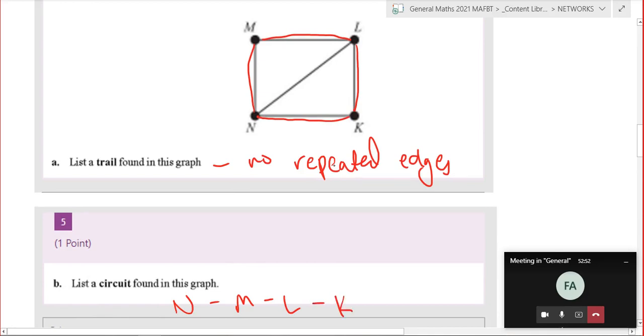Sorry if that confused anybody. A cycle would mean you'd have to go through every vertex just once, but a circuit is every edge once. Start and finish is the same. So that's one of them. You could also go N, M, L back to N. That's another one. Just make sure the start and finish is the same. You could even go K, L, N, and then back to K. Okay, that's also a circuit.